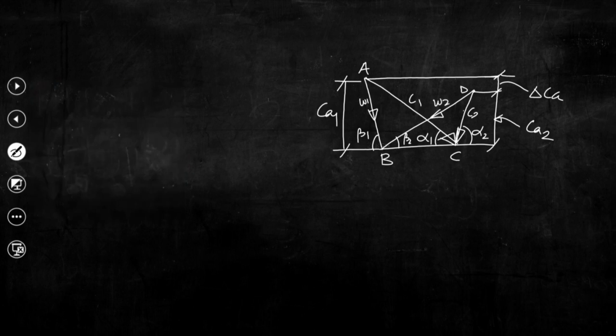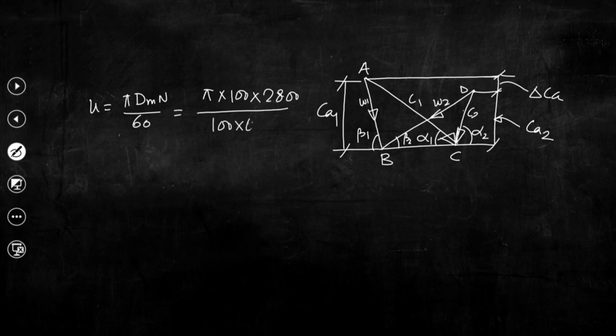Now, first we can calculate u, that is pi dm n by 60. If we calculate, this is pi into 100 into 2800 divided by 100 into 60, and you will get 146.53 meter per second. This is the blade velocity.